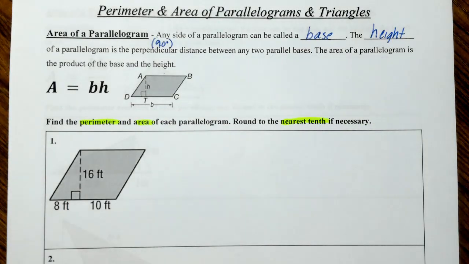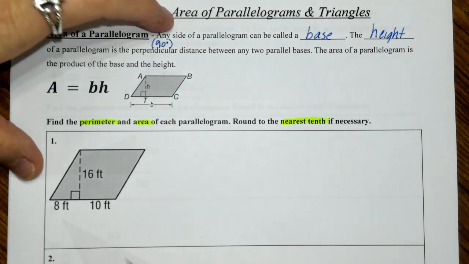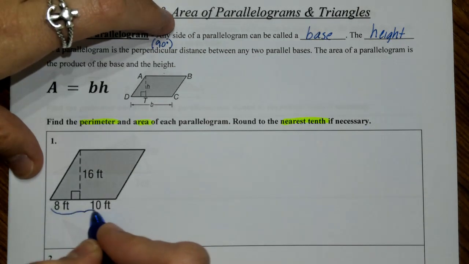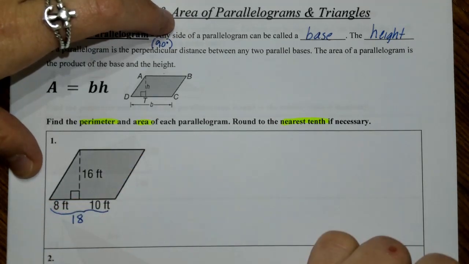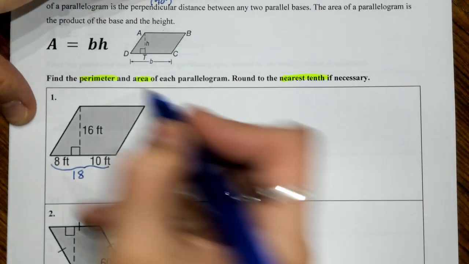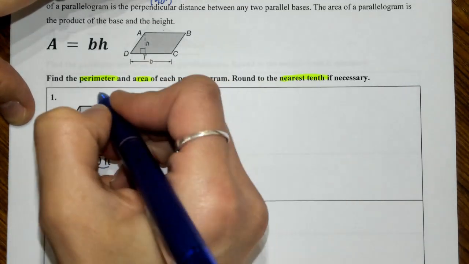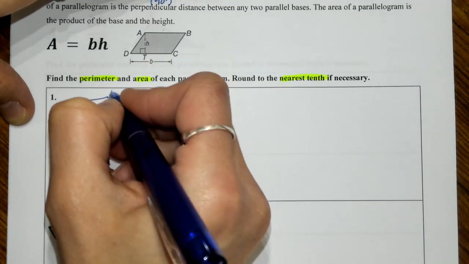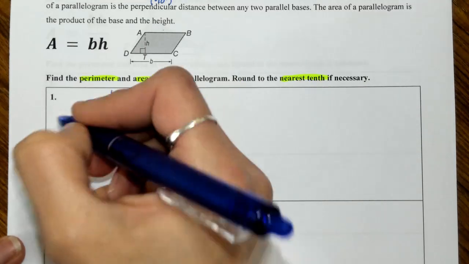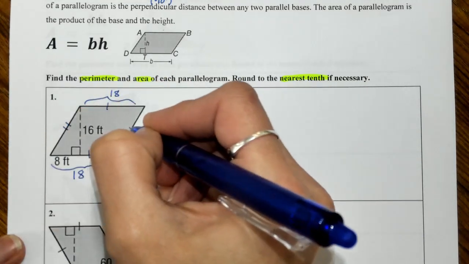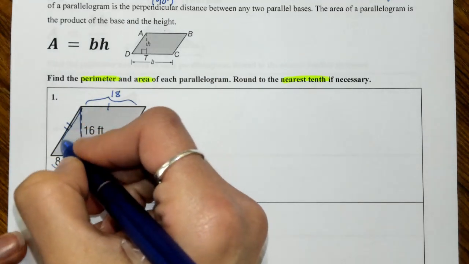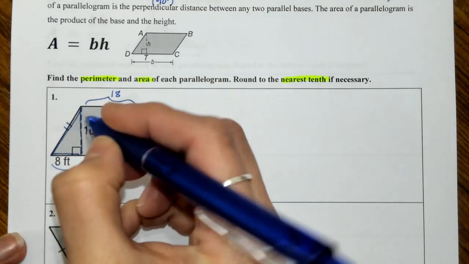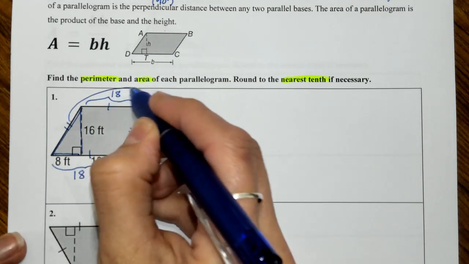Now, to find your perimeter, we need to add up all sides. Well, here we should be able to note that this side is going to be 18 total. And as we learned with parallelograms, opposite sides are congruent, so this right here will be 18 as well. Now, we do not have the other two sides. So what we're going to do is pull this triangle to the side over here, and we're going to use our Pythagorean theorem to solve.